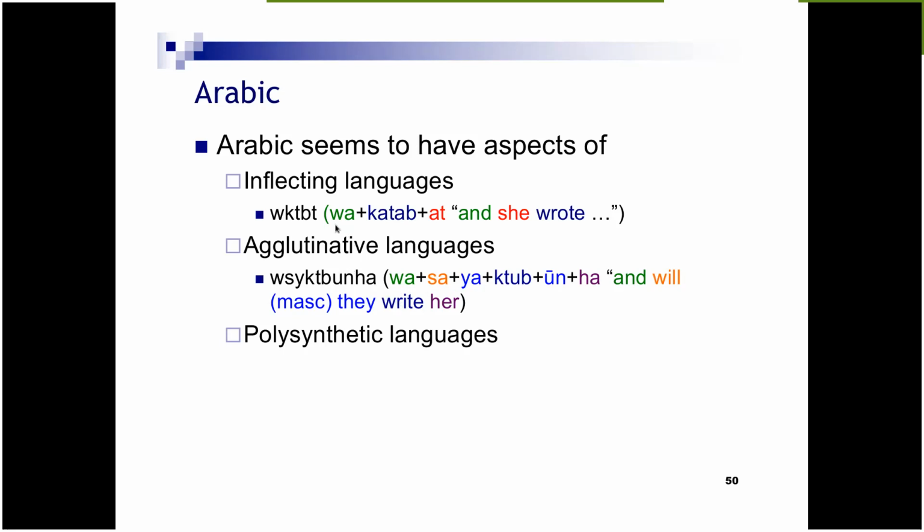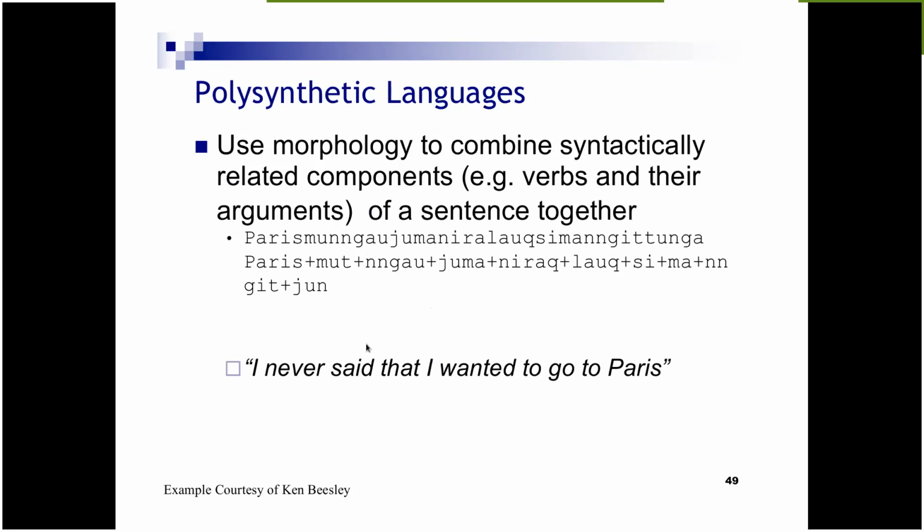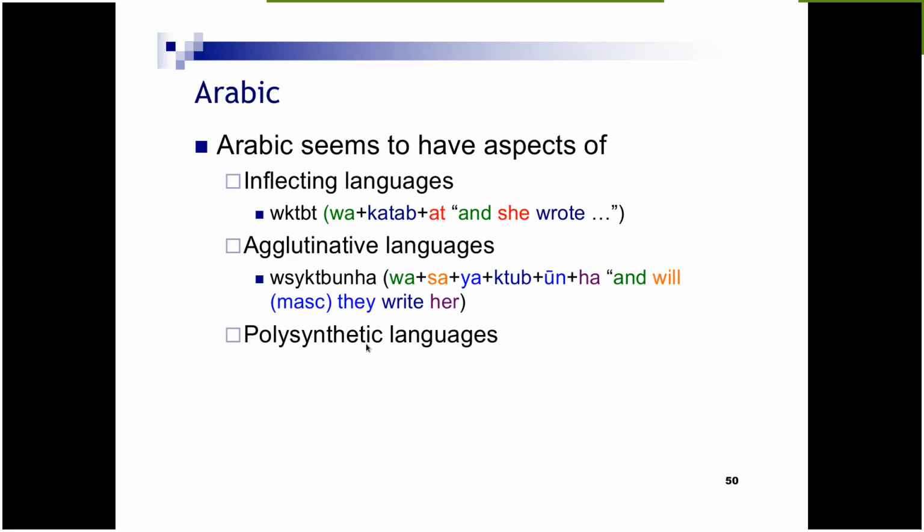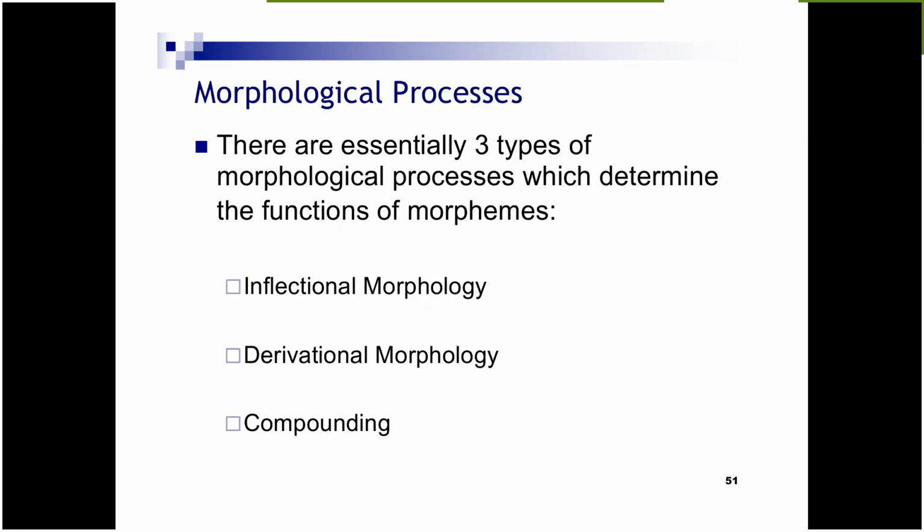It has aspects of inflectional language. It has aspects of agglutinative language, combining so many morphemes. And it also has aspects of polysynthetic languages. So both phenomena can be observed in the same language. These classes are just ways of thinking about the complexity of the morphology, but languages can have aspects of both categories.